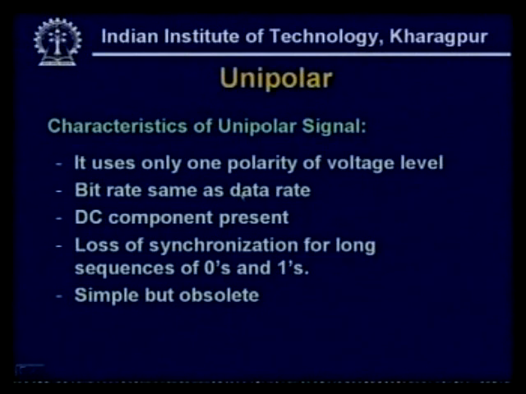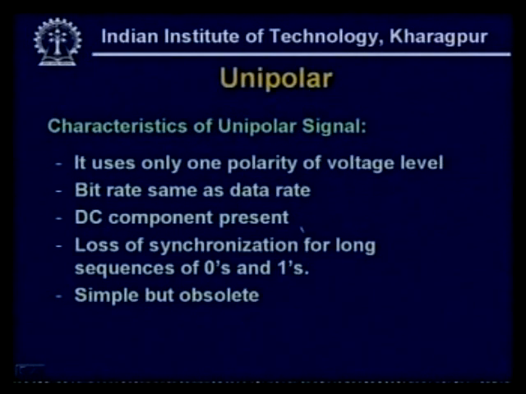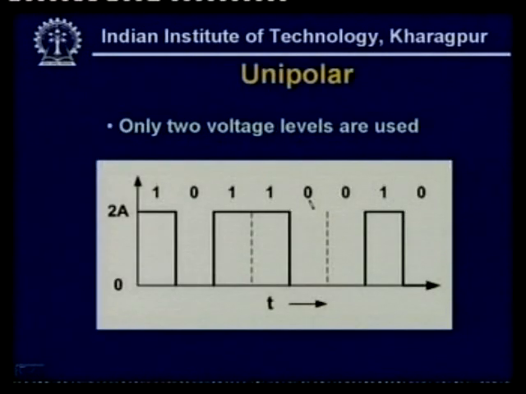Unfortunately, as you have seen, we are using a signal of only one polarity. As a consequence, there will be a DC component, or the average value of the signal that will be received at the other end will have DC. So, there will be a DC component present in the signal. And as you can see from this signal, whenever you have long sequences of zeros or long sequences of ones, only one signal level is transmitted or no signal is transmitted.